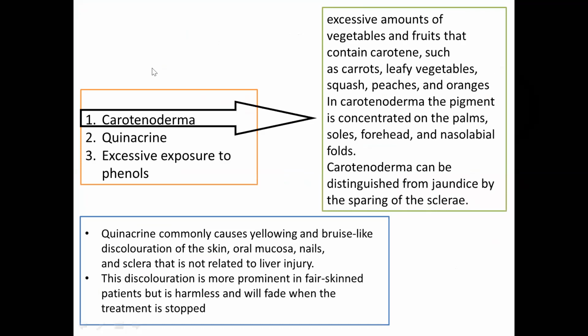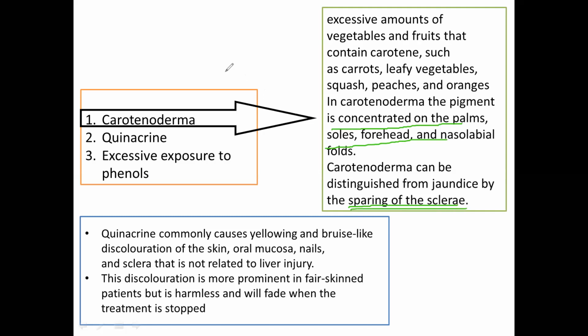The next part is the differential diagnosis for the yellowish discoloration, or you can say jaundice. The most common differential for jaundice is keratoderma, which can be distinguished from jaundice by the sparing of sclera. In keratoderma, the yellowish pigmentation is usually concentrated on the palms, soles, forehead, and nasolabial folds, and there is sparing of sclera. So in jaundice, you will get yellowish discoloration of sclera, but in keratoderma, there is no yellowish discoloration of sclera.